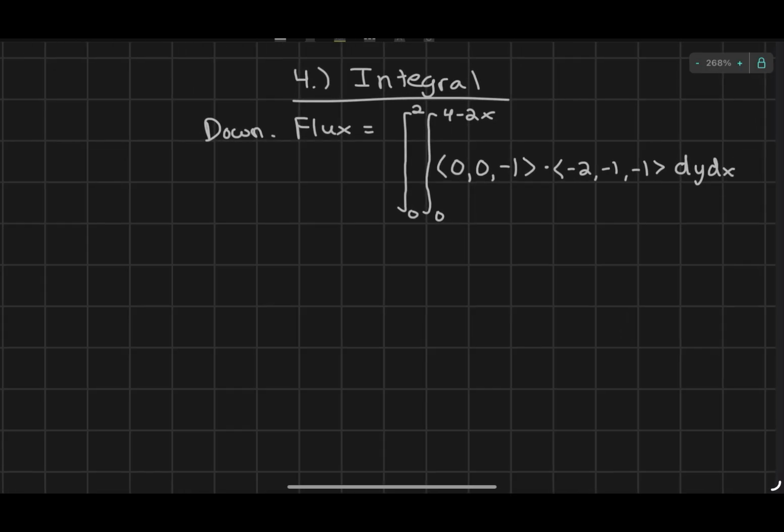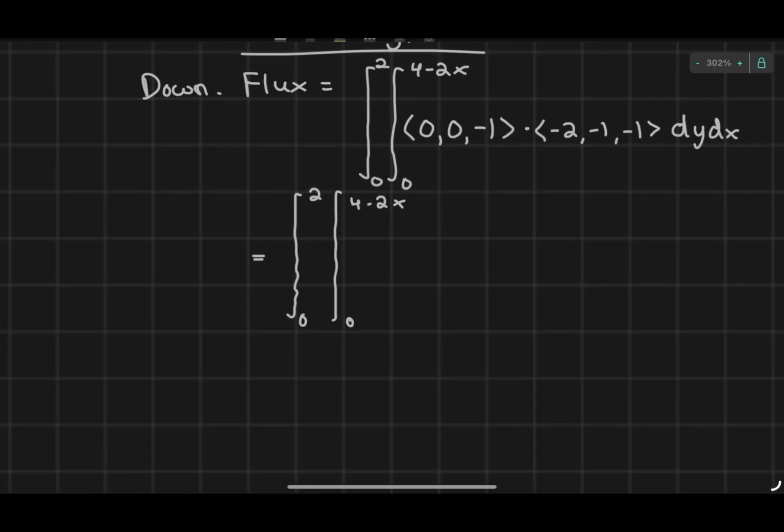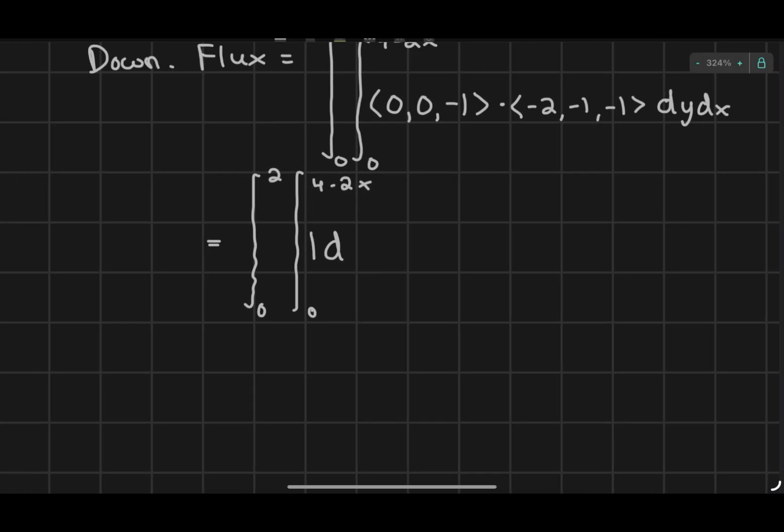So going ahead and evaluating this, looks like a pretty easy one to evaluate. We're going to have the integral from 0 to 2 and the integral from 0 to 4 minus 2x of the dot product between these two. The first term is going to be 0 times -2. That's going to be 0. Our second term is going to be 0 times -1. That's going to be 0. And then our final term is going to be -1 times -1, which is going to be 1. So our integrand is going to be 1 dy dx.